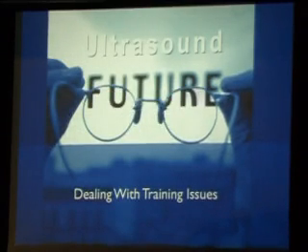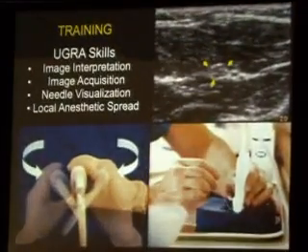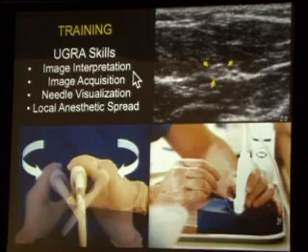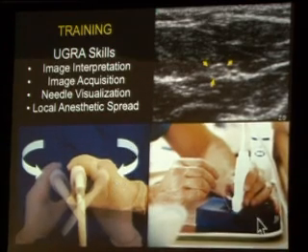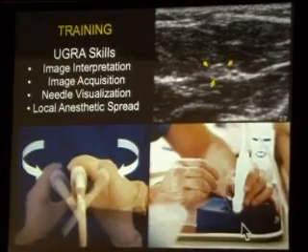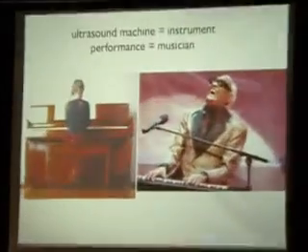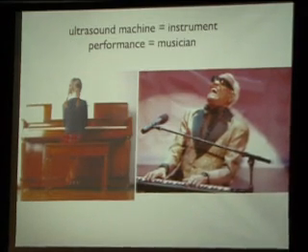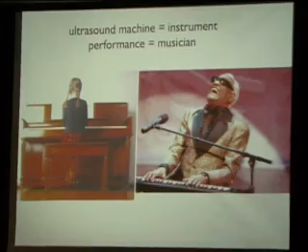I think finally, before we go to sophisticated machines and sophisticated technology, we need to pay attention to training, because if we are trained well, we will be able to do a good job. There are many things we need to learn: how to interpret the image, how to acquire the image, how to use the needle as we go in, how to track the needle and look at local anesthetic spread. So remember, the ultrasound machine is just like a piano. How good you hear the music, how good the outcome is, really depends on who plays the piano, or who uses the ultrasound machine. So that's why training is so important.